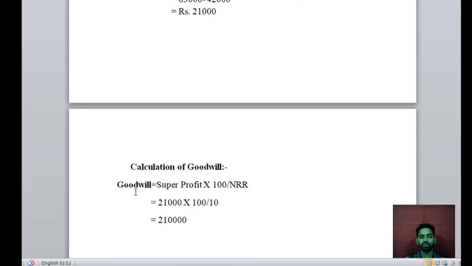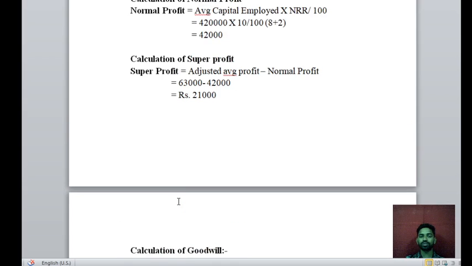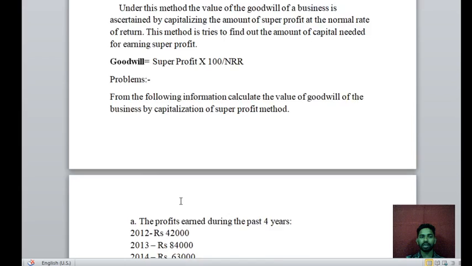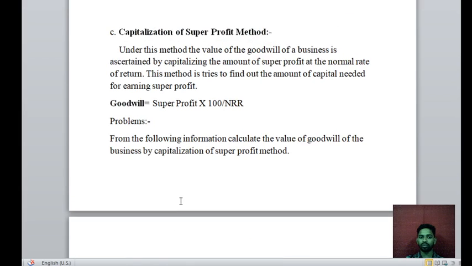Now put it into the formula of the goodwill. Goodwill is equal to super profit into 100 divided by normal rate of return, so 21,000 into 100 divided by 10. The answer is 2,10,000, the value of the goodwill. Like this you have to ascertain it under the capitalization of super profit method. This is also very important to find out the amount of capital needed for earning super profit. Just keep in mind the formula: super profit into 100 divided by normal rate of return.